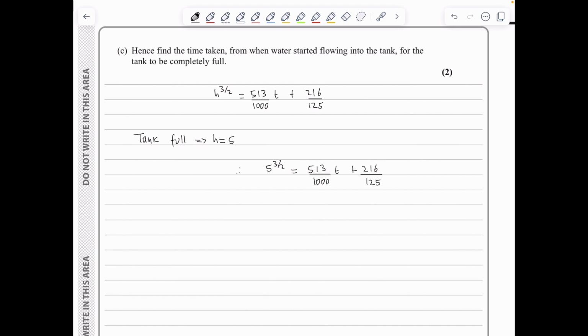So we get that 5 to the 3 over 2 minus 216 over 125 is equal to 513 over 1000 t. I need to solve for t, so I will multiply by 1000 and divide by 513 times the 5 to the 3 over 2 minus the 216 over 125, and this should be t. Now we get 18.4 for t, and therefore we conclude that we're looking at 18.4 minutes for the time taken for the tank to be completely full.